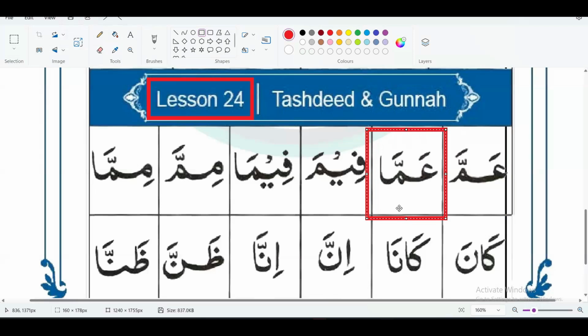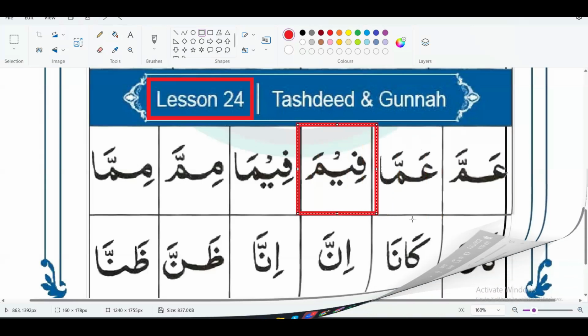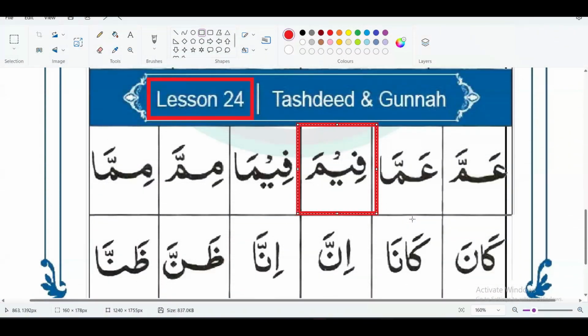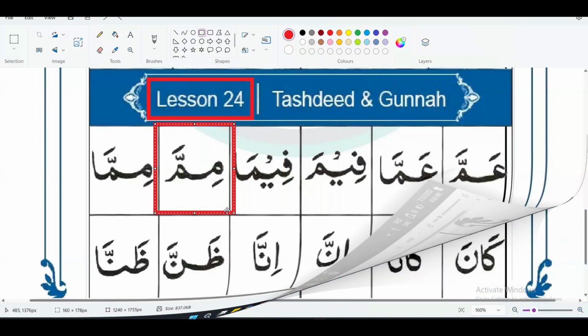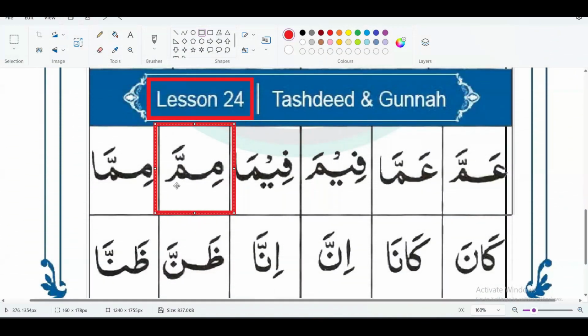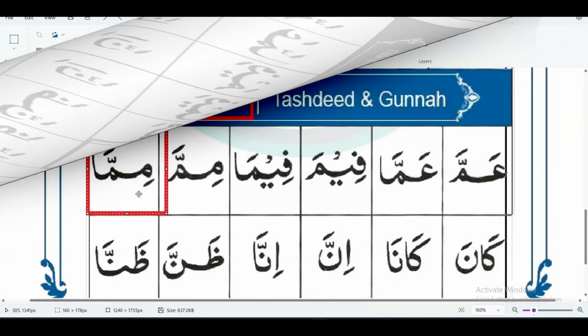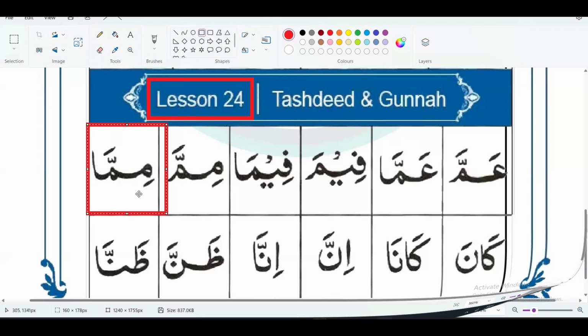Hamma. Yes, very good. Here we are stretching it. This is Alif Mada. Excellent. Next. Fima. Very good. Next. Mima. See, again we have meme with shad, so do ghunna. Mima. Yes. Next. Mima. Very good.